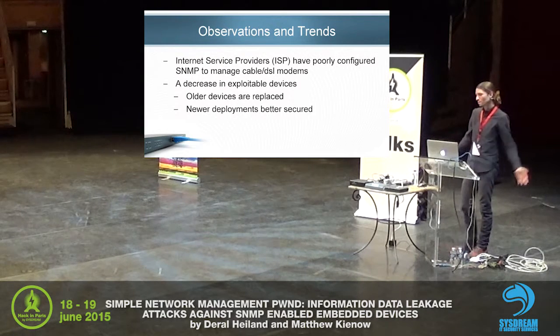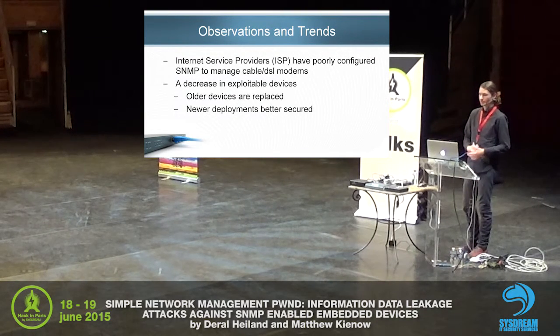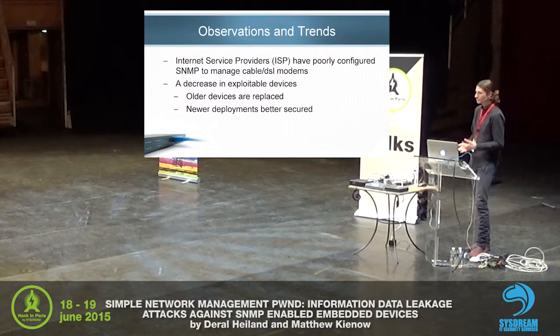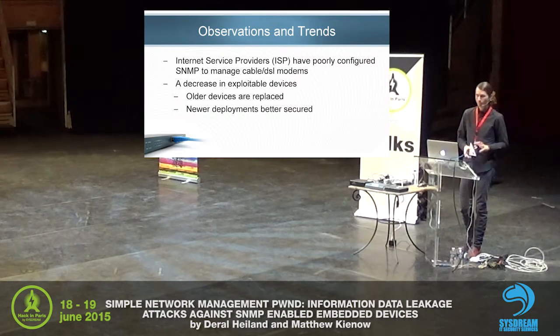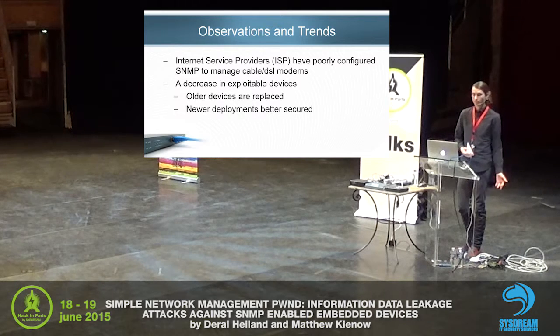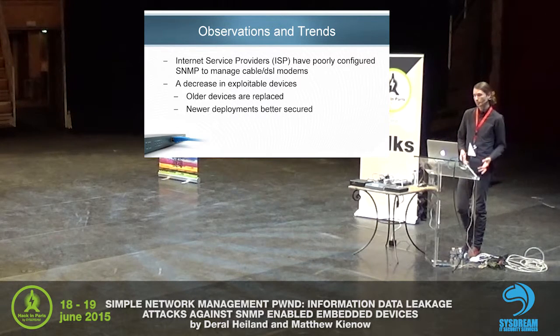Now, while we've been doing this research, we've made some observations of trends that are happening. This seems to be the result of ISPs incorrectly configuring these devices. The ISP should be rolling these out with SNMP disabled on the WAN interface. It seems some of them aren't, but they seem to be getting better over time. As time moves on, we're seeing incorrectly configured devices and older devices being phased out, while the newer deployments seem to be more secure.